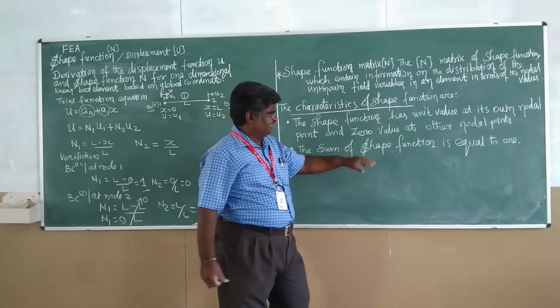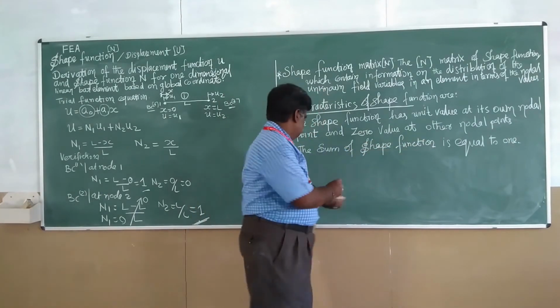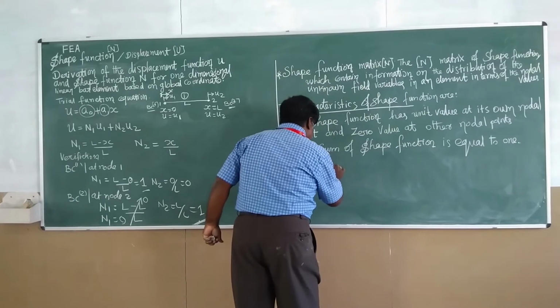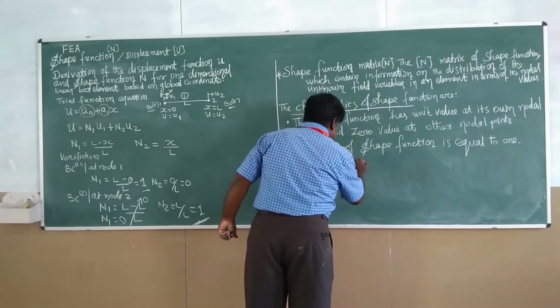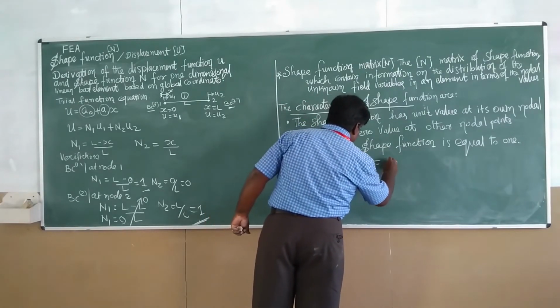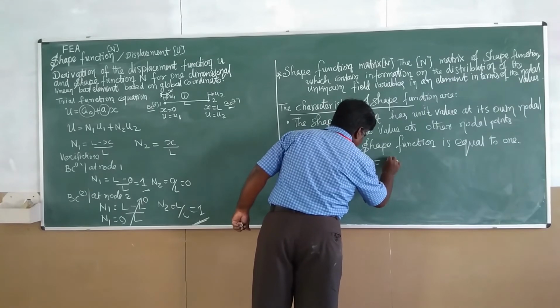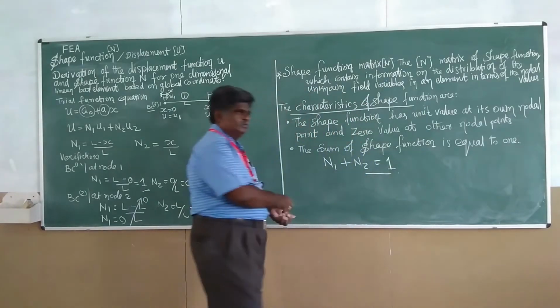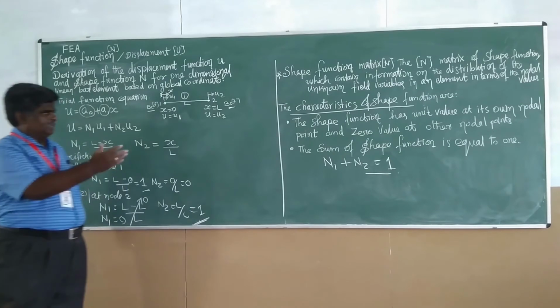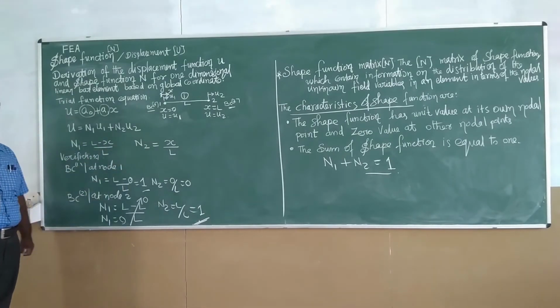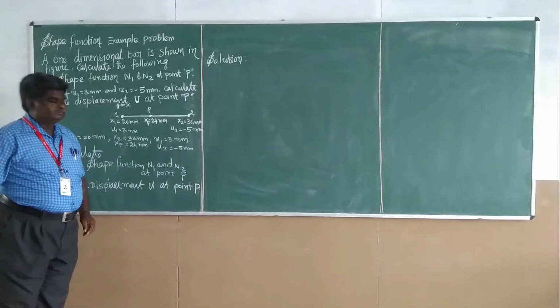The sum of the shape functions is equal to 1. So N1 plus N2 equal to 1. This is the second characteristic: the sum of the shape functions is equal to 1.